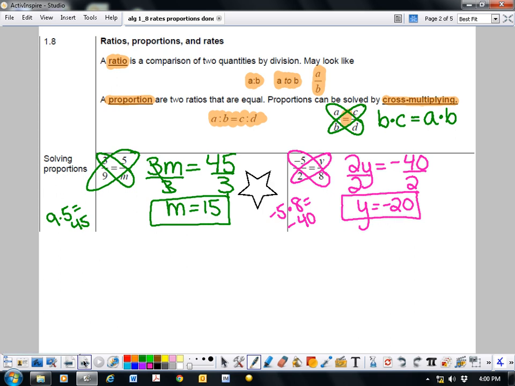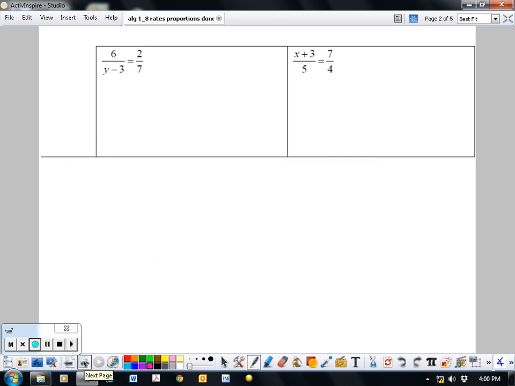So let's go ahead and look at our next problems. This is where we start getting more complicated, because now we don't have just a y. We have a y minus 3. So when I'm multiplying my 2 times y, I'm also multiplying it by that minus 3.